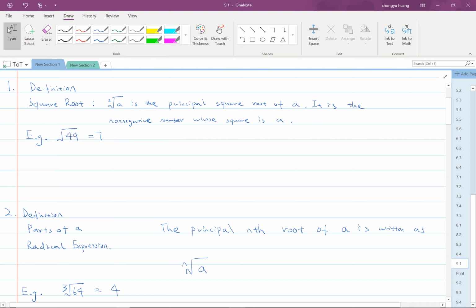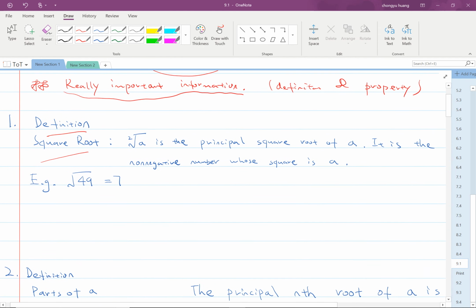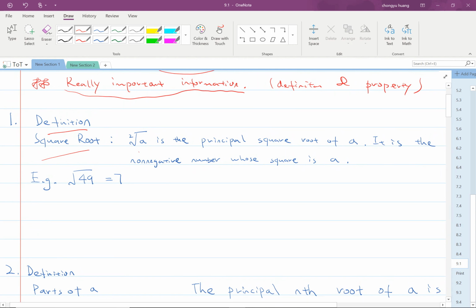Since there are so many things we have to talk about, try to keep them in mind. Our first definition is the definition of the square root. Let me zoom in a little bit. The definition of the square root says we have this notation, the principal square root of a. It is the non-negative number whose square is a.